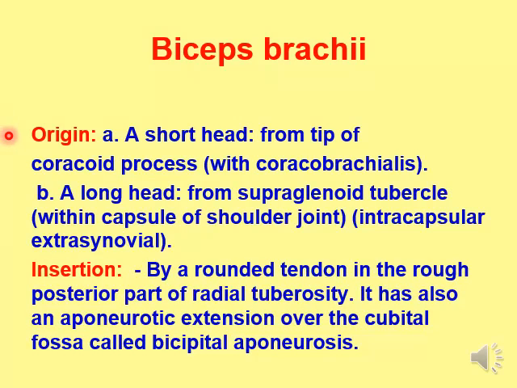The insertion is by a tendon and an aponeurosis. The tendon, called the biceps tendon, is inserted into the radial tuberosity, in the posterior rough part of the radial tuberosity. The second insertion is by the aponeurosis, which is called the bicipital aponeurosis. It fuses with the deep fascia of the forearm.